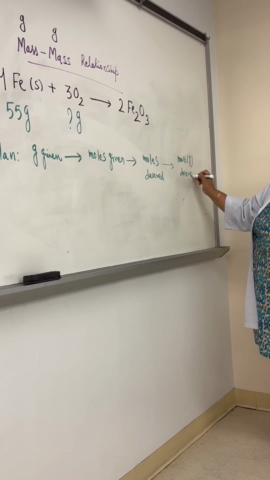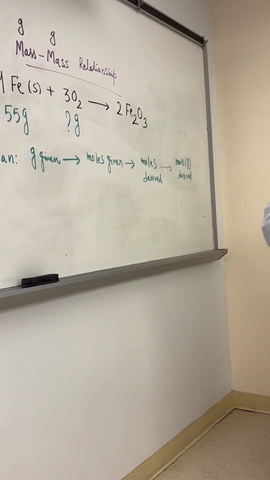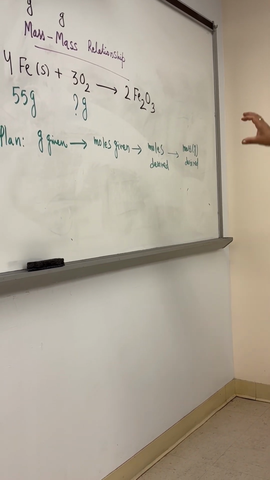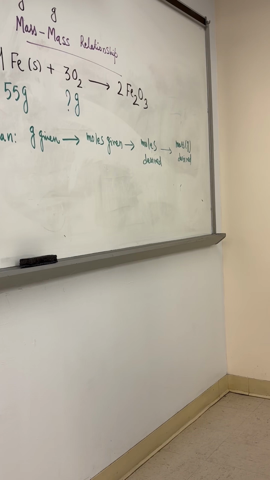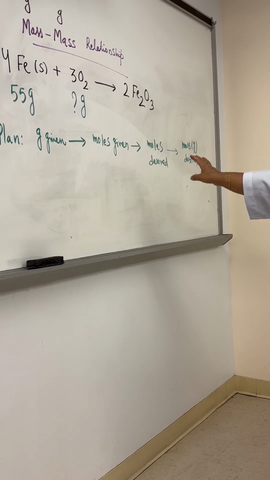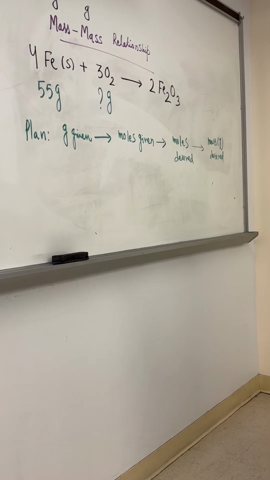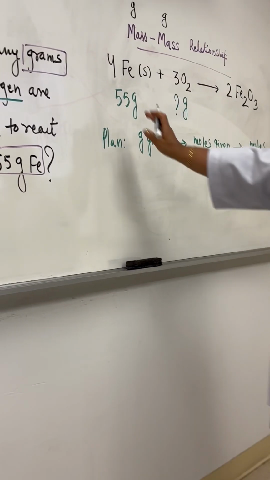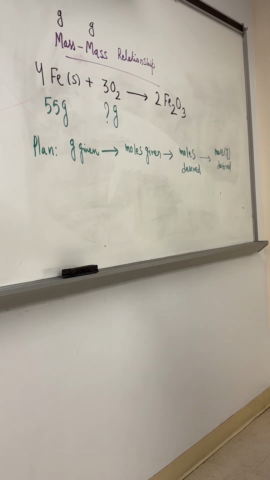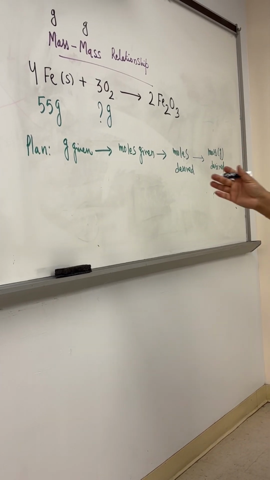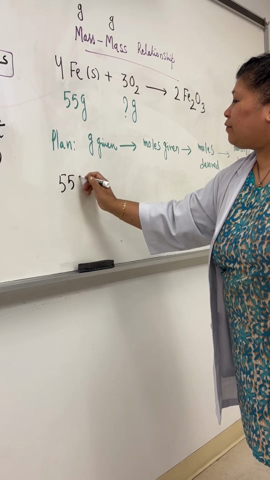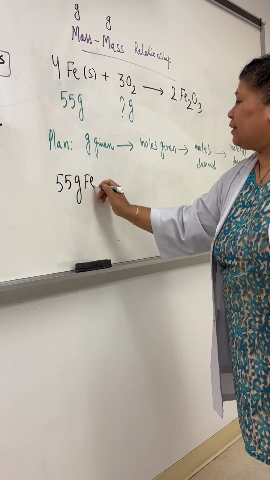So this must be your plan or strategy. I would call it 3 steps. We did the first step, the second one we did, and this one is your 3rd step. Good. Now let's do it. You don't need to really write down all these stoichiometric ratios. Try to work it out as you go along with it. So start with 55 grams of iron.